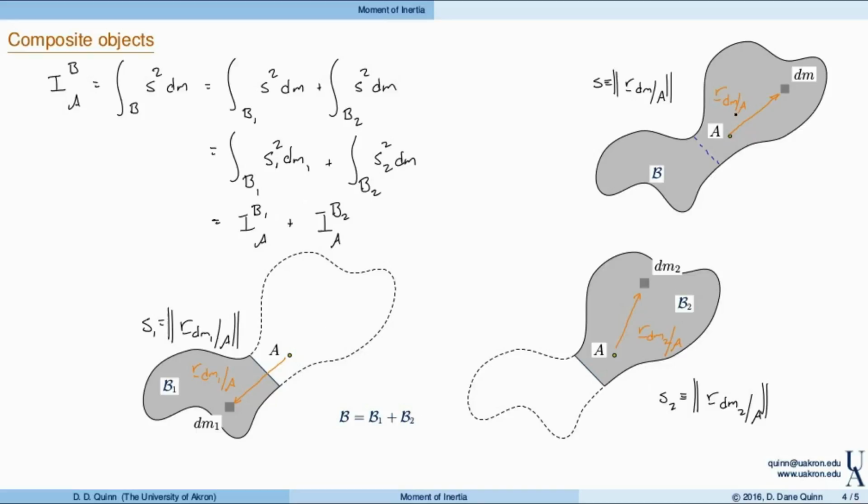But for composite objects, the overall total moment of inertia about point A is simply the sum of the individual components. So that makes constructing complicated objects a little more straightforward in terms of finding the inertial properties. So the last little bit refers to the radius of gyration. And this is just a different way of defining the moment of inertia.